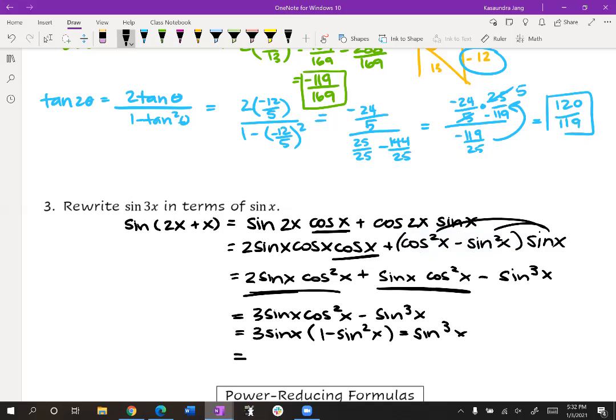All right, so if I distribute my 3 sine of x, I've got 3 sine of x minus 3 sine cubed of x, and then minus another sine cubed of x. So I think I can combine these like terms. They both have a sine cubed, so I get 3 sine of x, and then minus 4 sine cubed of x.